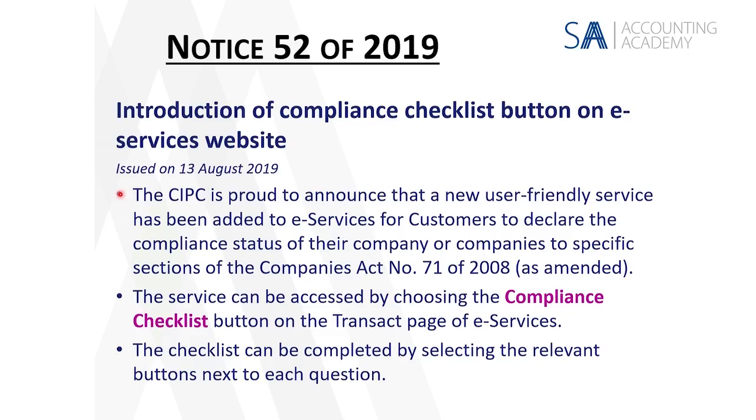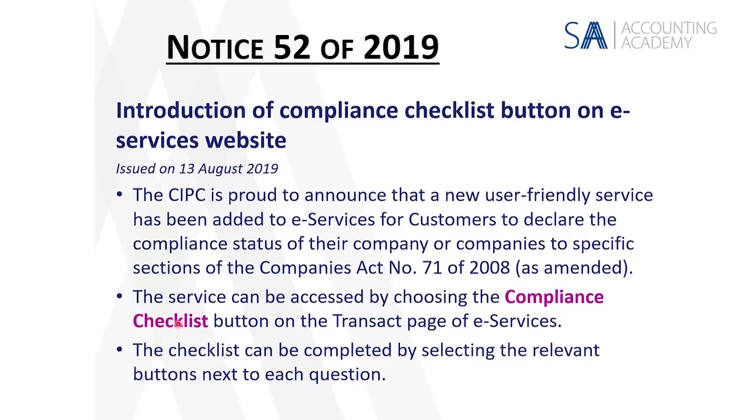On the slide here, you will see it says, CIPC have announced that a new user-friendly service has been added to e-services for customers to declare the compliance status of their company or companies to specific sections of the Companies Act as amended. So they're making it sound like this is something that you would want to do from your side. The service can be accessed by choosing the Compliance Checklist button on the Transact page of e-services. The checklist can also be completed by selecting the relevant buttons next to each question. So they're just explaining to you how you get on there.